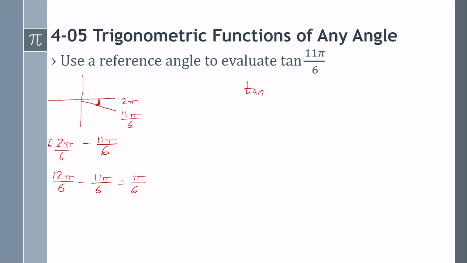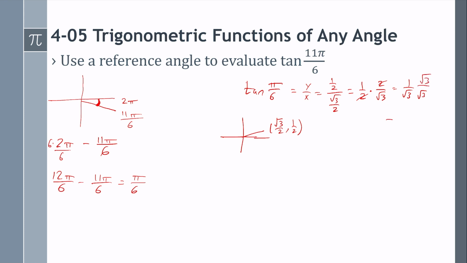So we're going to go and find tangent of 1 pi over 6. Pi over 6 is here. Its coordinate is square root of 3 over 2, comma 1/2. Tangent is y over x, so it is 1/2 over the square root of 3 over 2. We divide by multiplying by the reciprocal. So it's 1 over the square root of 3. Oh, but we have to rationalize that. So it's the square root of 3 over 3.